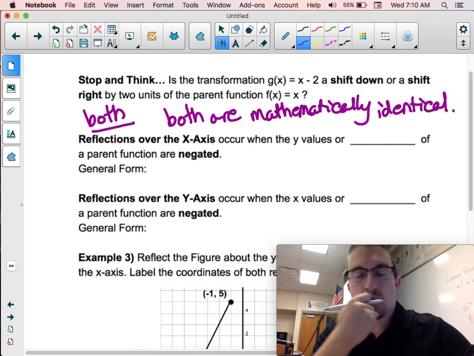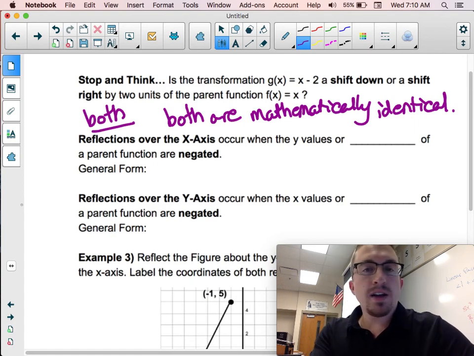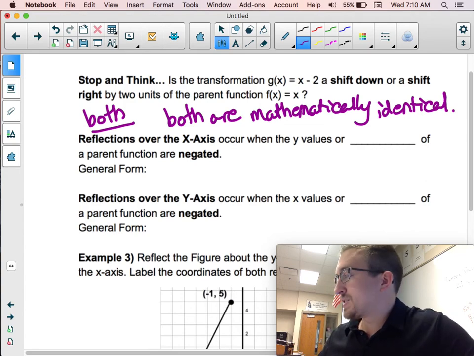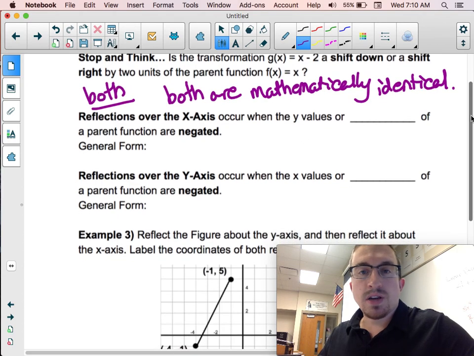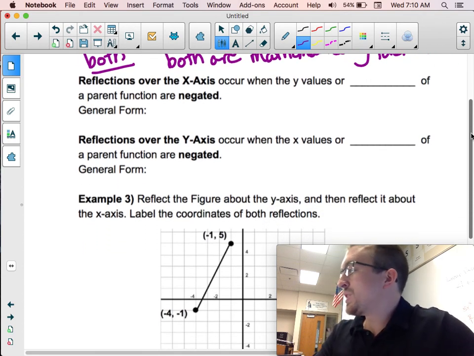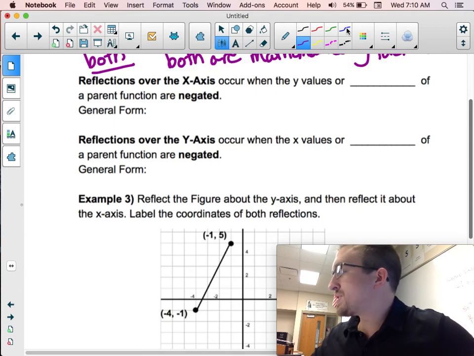It wouldn't happen for the quadratic. But this line here, f of x is equal to x, it's so simple, it's not complicated enough for there to be a difference between the shift down or the shift right. And you can prove that to yourself on Desmos. By the way, fun fact, the textbook is incorrect about that. It calls that a shift down. It really could be described by both. Reflections over the x-axis occur when the y values or outputs, let's think of these specifically as the outputs, are negated.